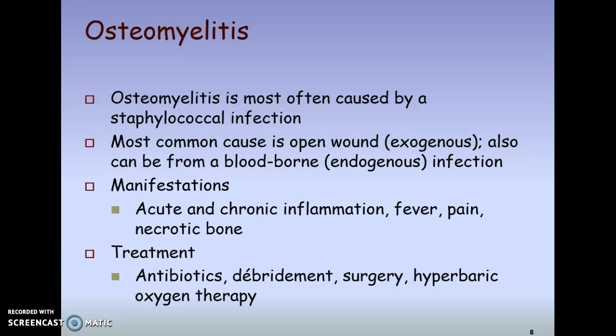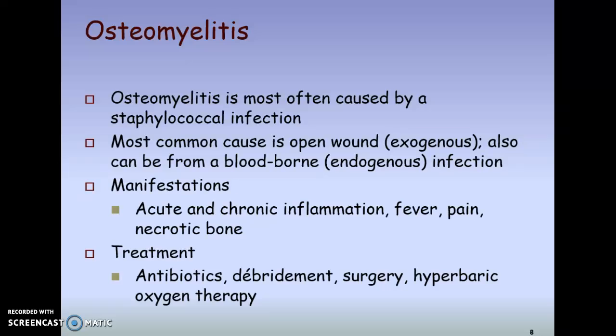Osteomyelitis. All right, this is an infection. All right, itis is inflammation, osteo is your bone, and it is most often going to be caused by a staph infection. Right, the most common cause is an open wound. It's exogenous, meaning the organism gets through the skin and then makes its way through the tissue into the bone. All right, it can also be from a bloodborne infection, and that would be endogenous because the infectious organism is making its way through the blood from within into the bone, wherever that's going to occur.